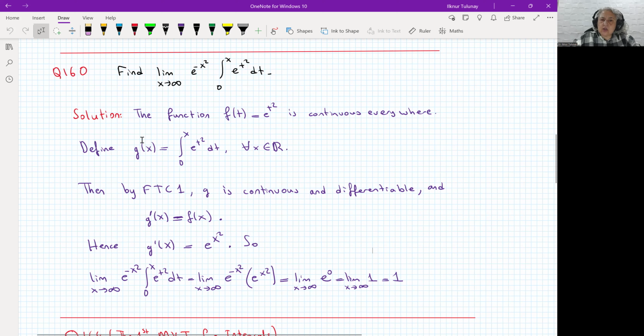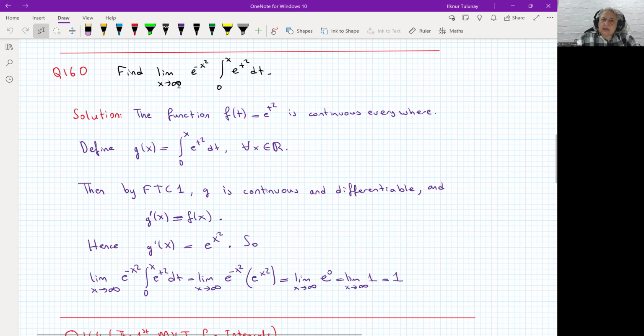The theorem says to us that g is continuous and differentiable, and the derivative of g is equal to f. And the derivative of g is f. f is e to the x squared, right? And then just substitute this knowledge back.